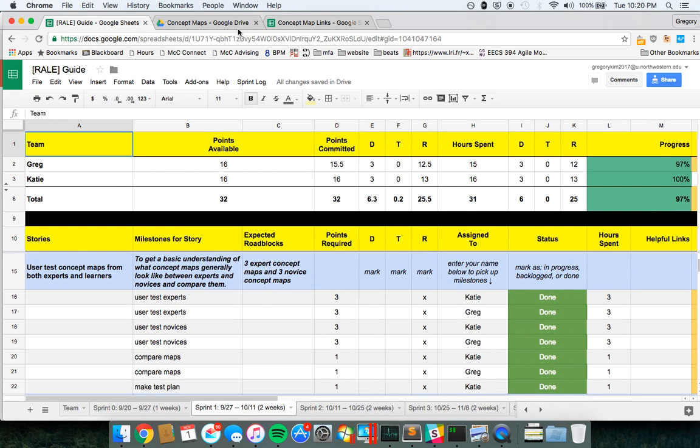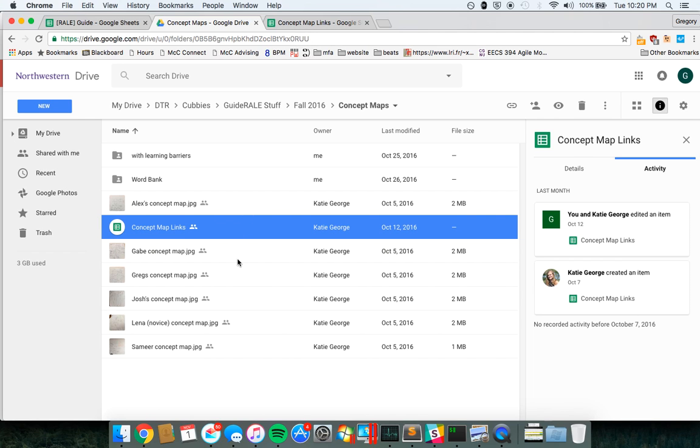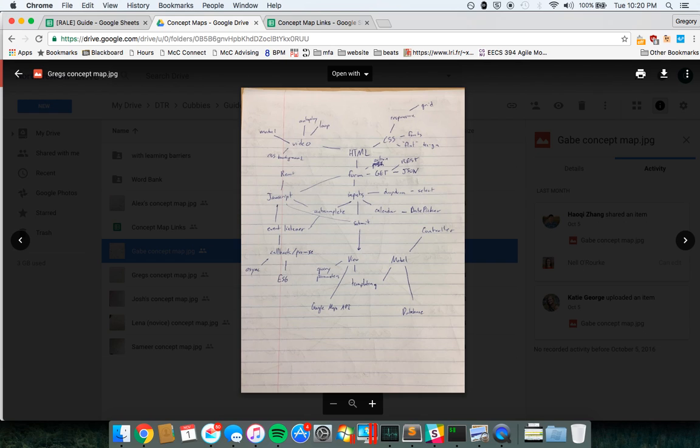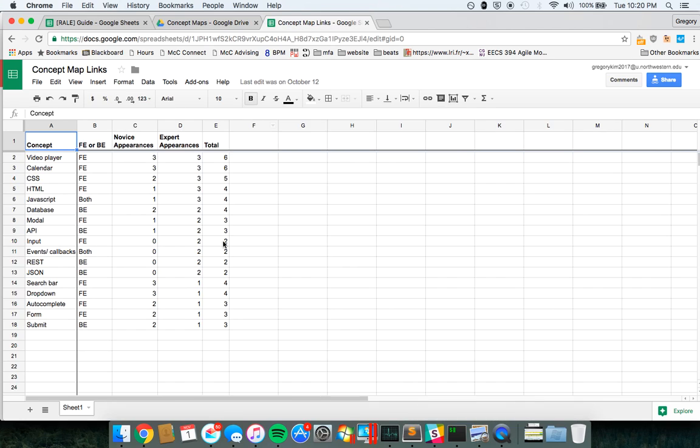Specifically, we wanted to compare these and hopefully highlight some misconceptions that learners have, as well as some knowledge that they may not have understood or were just missing. The way we did this was we were looking at these maps and analyzing the concepts that appeared, as well as the connections between concepts. For example, this is a spreadsheet that we made that highlights which concepts were appearing in novice and expert maps. And looking at things like this, we can find patterns.